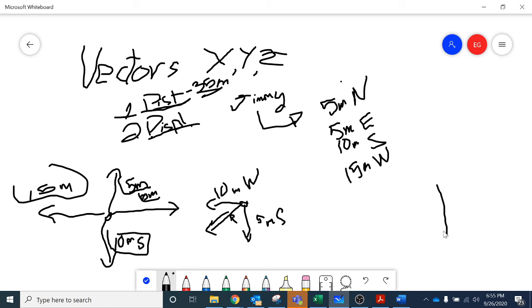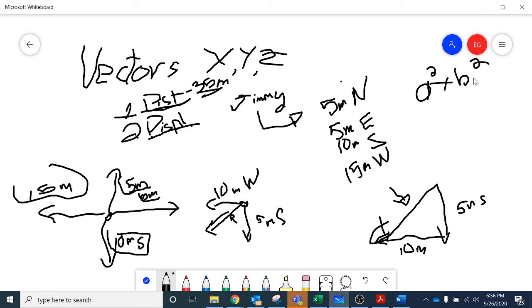So let's go back to this 5 miles south, right? Our 5 miles south. And then, since we know that we're going to be going in the southwest direction, we're going to draw this line over here. This will be our 10 miles west. And when we use the Pythagoras theorem, we'll be able to find this side over here, because this is where we're going. We're going in the southwest direction, right? And the way to do that is using a squared plus b squared is equal to c squared.